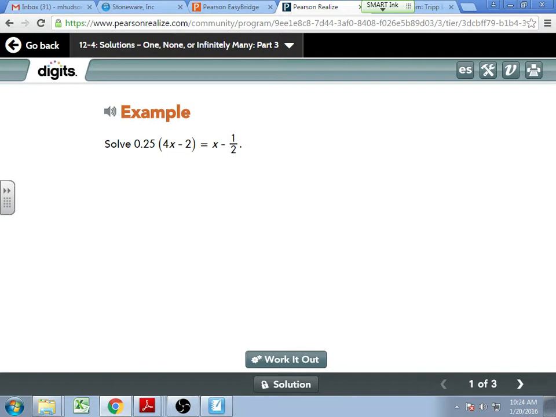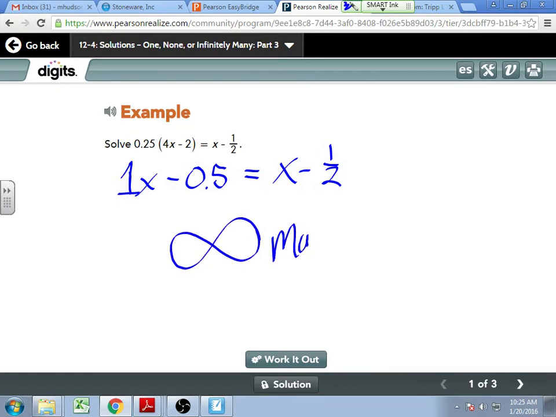On this problem, when we distribute, what are we going to end up with? Noah? 1x minus 0.5 equals x minus 1/2. Noah, what do you realize there? There are infinitely many solutions because it's identical. I've got an x on both sides. I've got a negative half on both sides, or a minus half. It's identical.